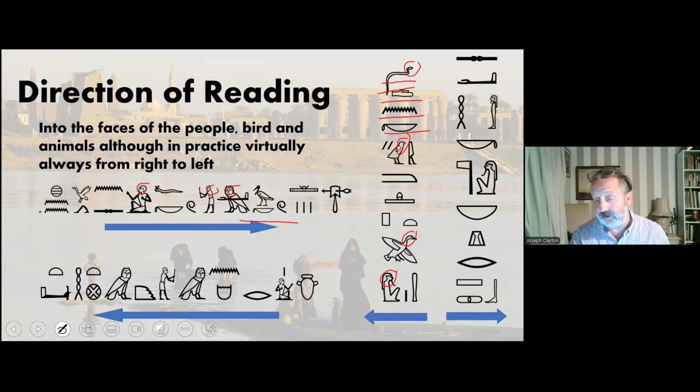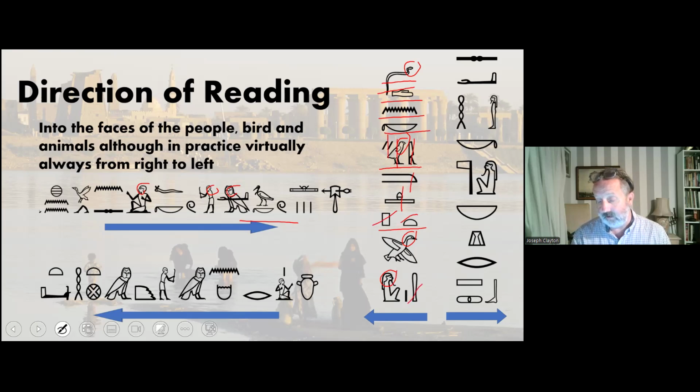But then we get to three signs next to each other. We're reading from right to left. So that would be first, that would be second, that would be third. Okay, then you carry on down. And then again, we've got two signs next to each other. Because everybody's facing to the right, you read this one first and that one second.